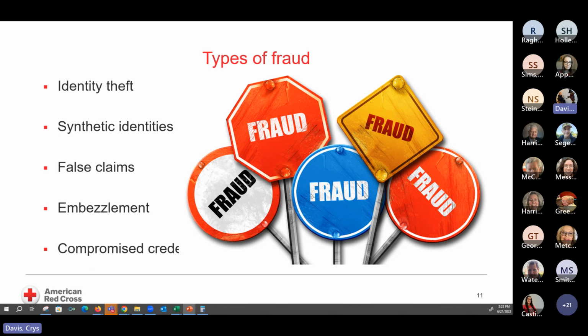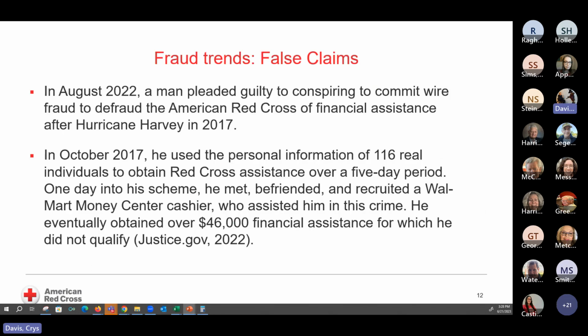Let's talk false claims, shall we? And we're going to look at an actual case. So in August of last year, a man pleaded guilty to conspiring to commit wire fraud. So this is a federal crime. And that crime was against the American Red Cross. And that crime was committed during the Hurricane Harvey response in October of 2017.